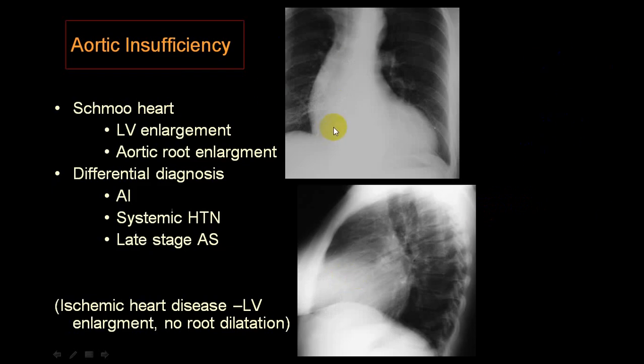Now if you look at this particular one, you can see the aortic knuckle and see the shape of the heart. This is called the Shumo shape, the Shumo shape of the heart. That is very commonly because of LV enlargement, left ventricular enlargement. You can see that in aortic incompetence, hypertension and late stage of aortic stenosis. You will see the encroachment of the LV posteriorly. The retrosternal space is not filled up, so there is no RV enlargement.